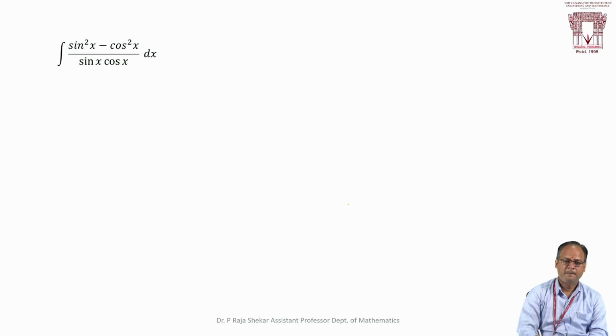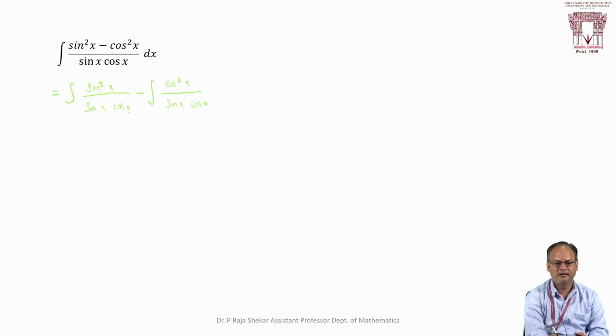One another example where we have the integrand as sin square x minus cos square x divided by sin x into cos x. So what can be done with this? Simply, split into terms as in the previous two examples. So sin square x divided by sin x into cos x minus the integration of cos square x divided by sin x into cos x. We are splitting the terms into two and integrating separately.